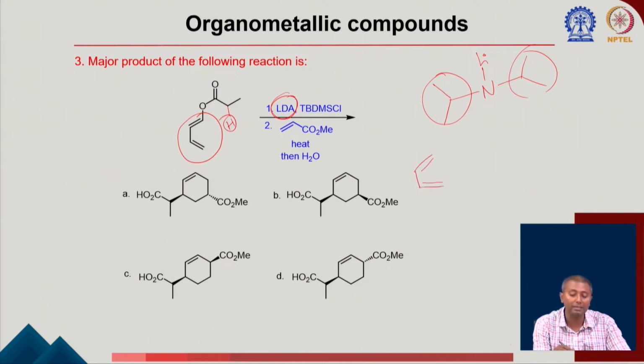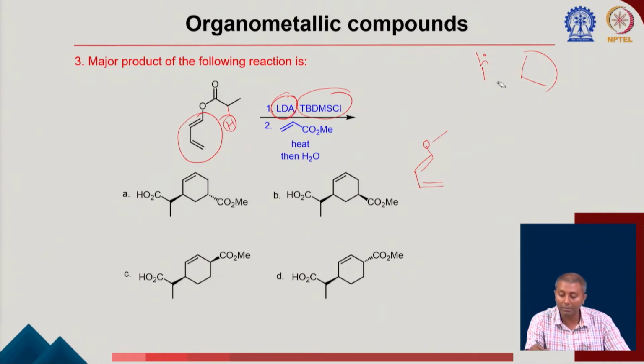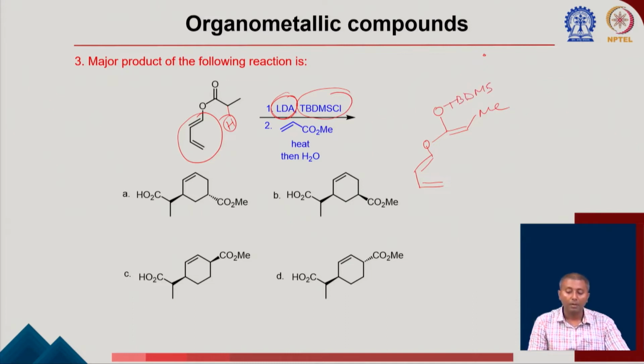And then after the LDA, that means once you generate the lithium, you are treating with TBDMS chloride. So that can take you all the way to the corresponding silyl ketene acetal. So let me just wipe this part which you don't need here. So what is going to happen here, we end up forming OTBDMS.